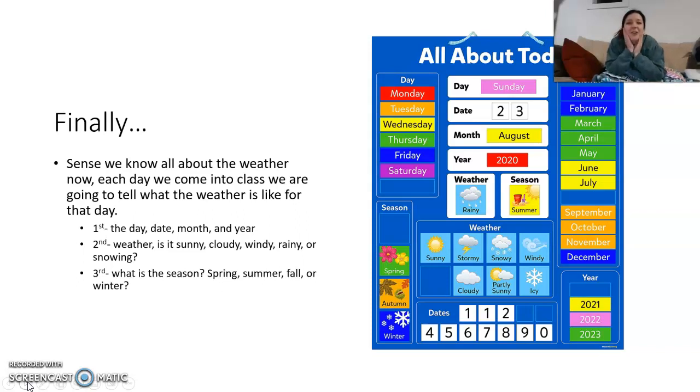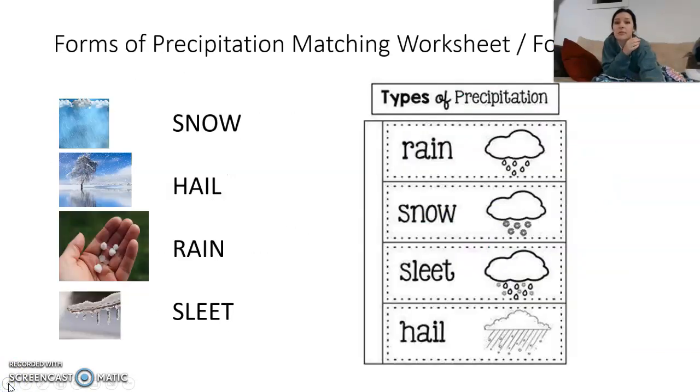Finally, I forgot to go over this foldable. So this is your anchor fold. You're going to fold along that, cut, and then you're going to glue it in your book, and you're going to color these, and you're going to lift up each one and tell me what rain, snow, sleet, and hail are.